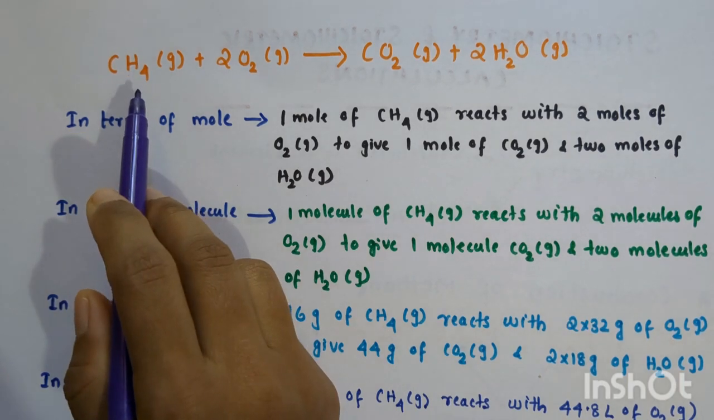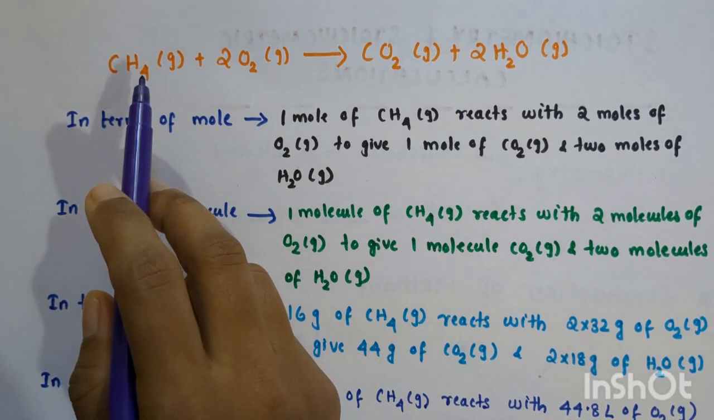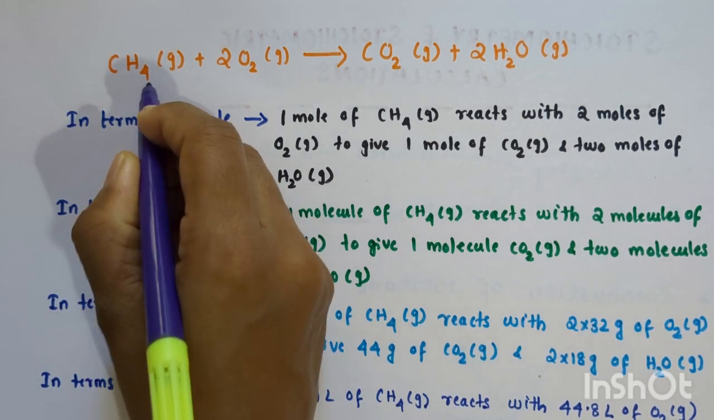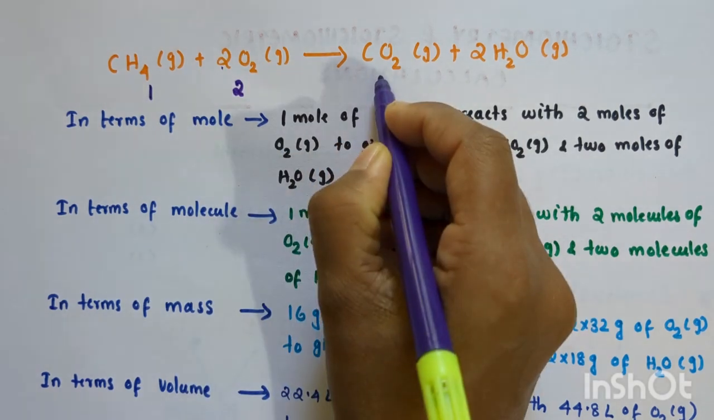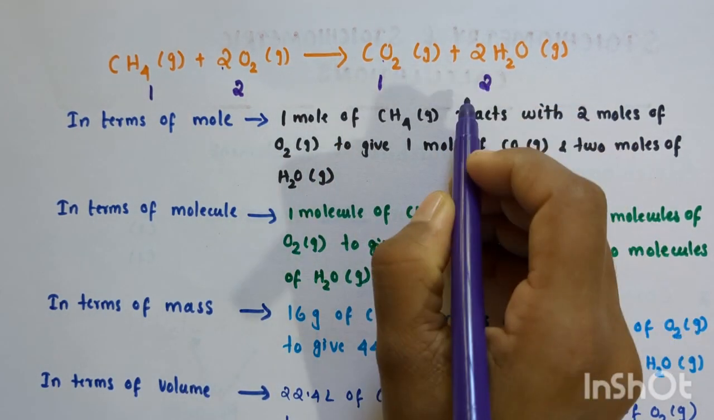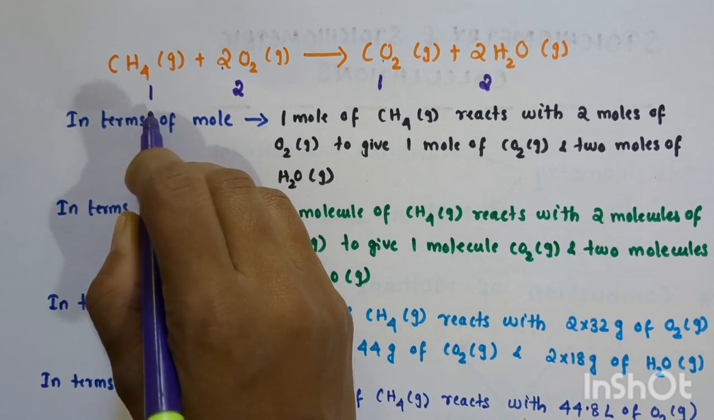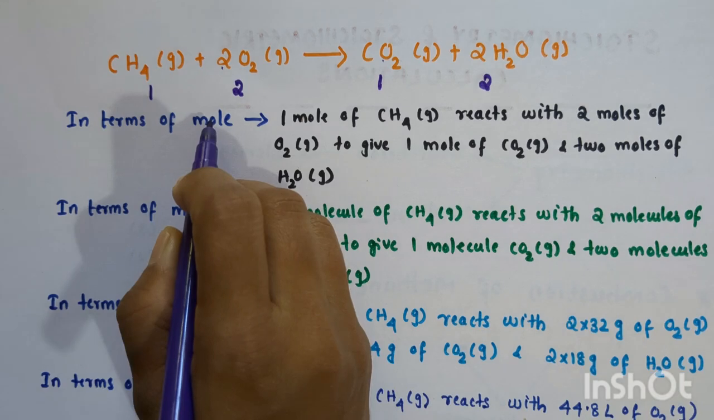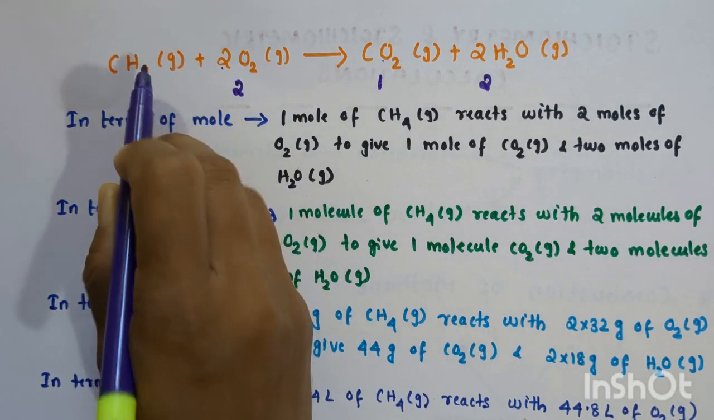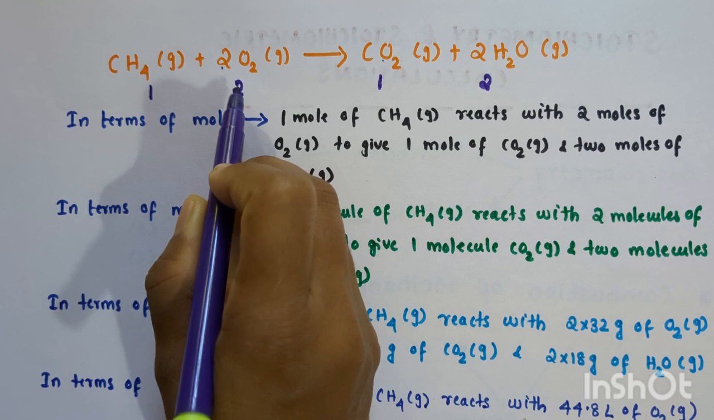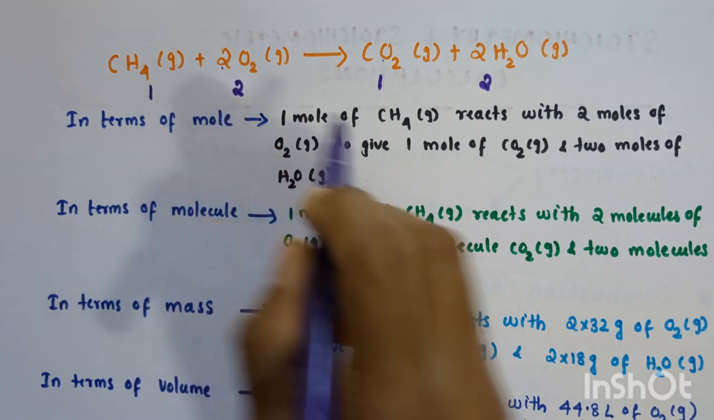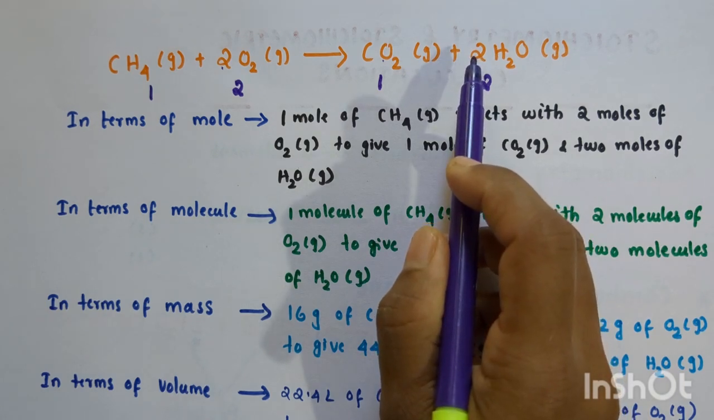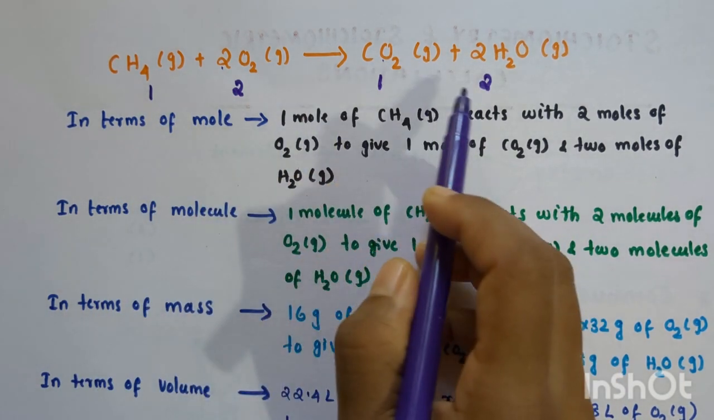So, here we have this reaction. According to it, the stoichiometric coefficients are 1 for methane, 2 for oxygen, 1 for carbon dioxide and 2 for water. According to this chemical reaction, in terms of moles, we can say that 1 mole of CH4 gas reacts with 2 moles of oxygen gas to give 1 mole of carbon dioxide gas and 2 moles of water vapor.